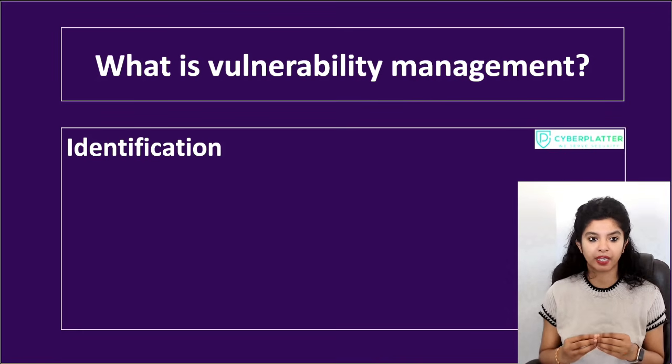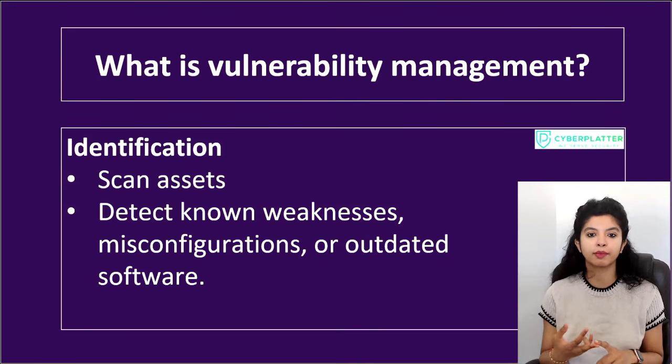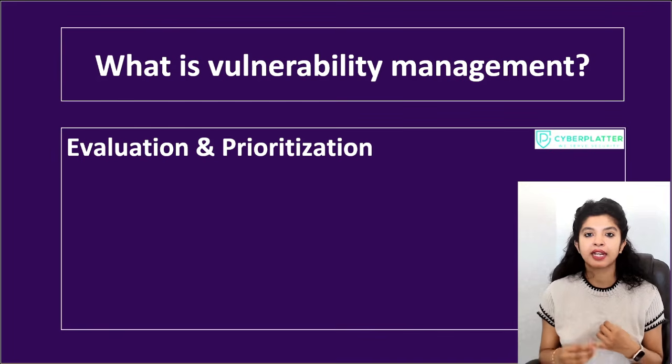Now let's see how it works. First is identification. So you discover and scan assets, that is servers, applications, endpoints, cloud resources, and so on. And then you use vulnerability scanners, threat intelligence, and manual testing to detect known weaknesses, misconfigurations, or outdated software. That is about identification.